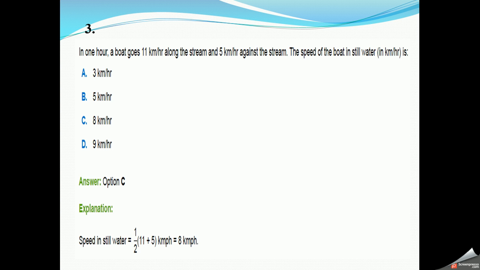Simply use the formula: speed in still water is equal to half of A plus B. A is nothing but 11 km per hour and B is nothing but 5 km per hour. So when we solve this calculation, we get the value 8 km per hour. So the speed of the boat in still water is 8 km per hour.